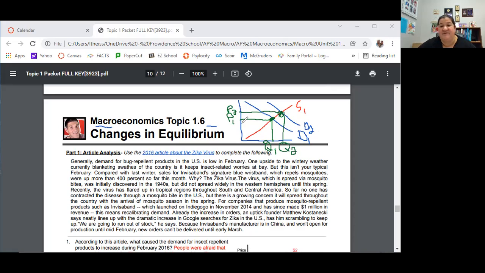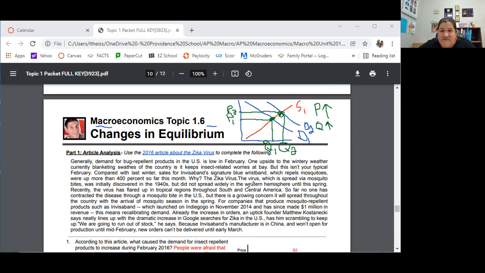So let's see what happened to price. Well, price increased because here was P1, and then I went up on my price when I get to P2. Price goes up. What happens to quantity? Again, an increase because it goes from Q1 to Q2, and that is another increase. So for the demand side of this problem, we have both an increase in price and an increase in quantity.